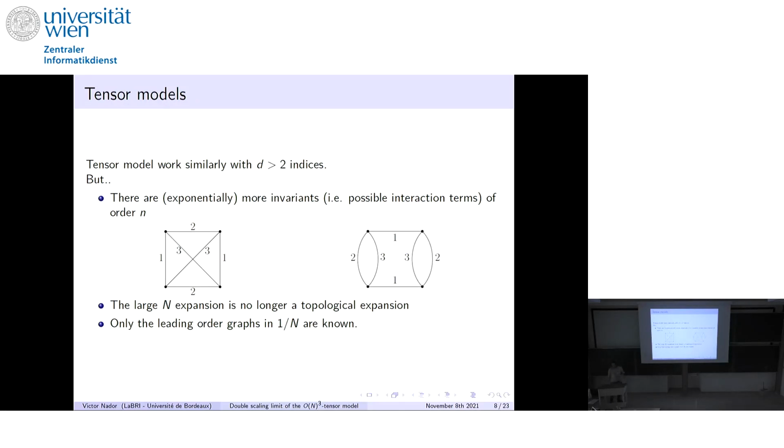And so we can similarly perform a large N expansion, but it will no longer be a topological expansion, as for example, the leading order diagrams will only contain a subset of what would be a planar manifold of dimension 3. And so as a byproduct, we don't have access to all the graphs in the 1/N expansion. We only know the leading order.